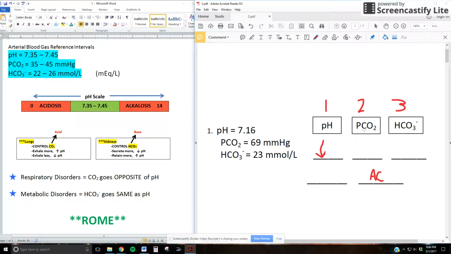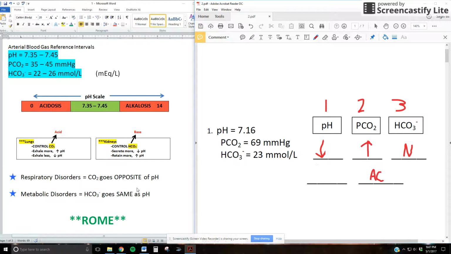And then looking at the PCO2, that's going to be 69. Look back over here at the reference range, that's elevated. Draw that in. The bicarbonate, that's 23. Look over here at our reference range, and that is normal. So we'll just mark it down as normal. And now we have to decide whether it's respiratory or metabolic.